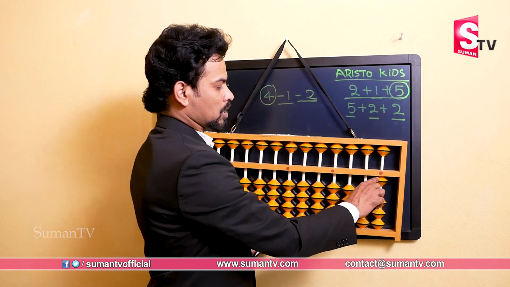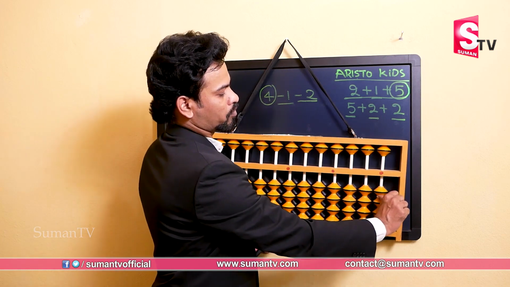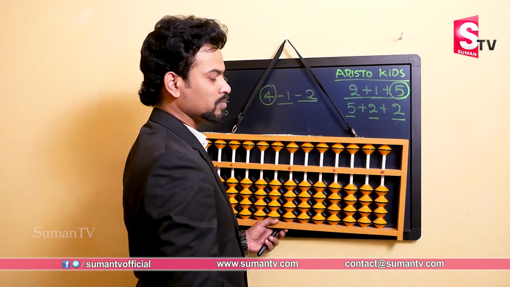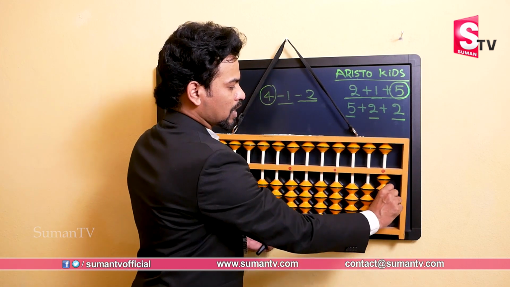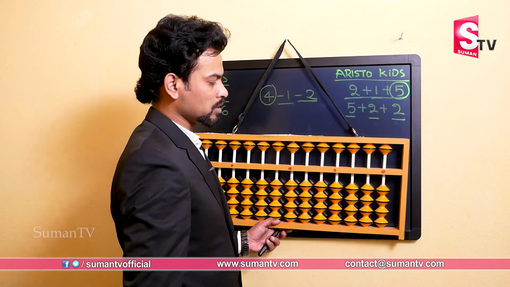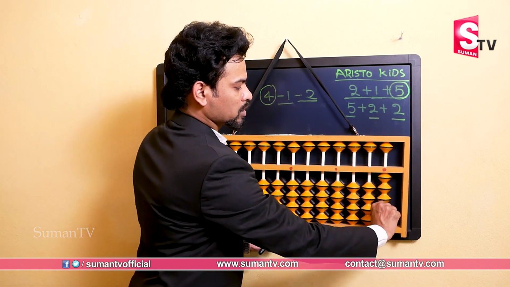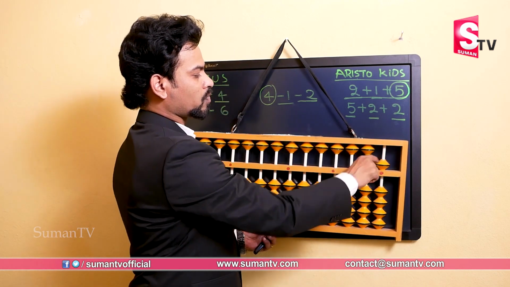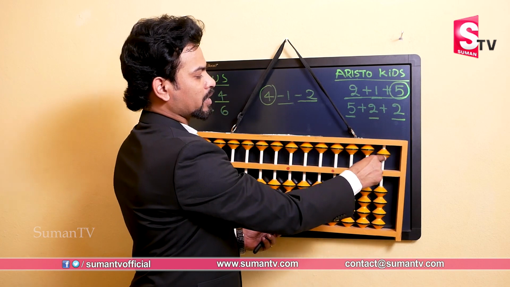So this is subtraction. If we are doing like this, this is plus 1. If we are doing like this, this is minus 1. If we are doing like this, this is plus 2. If we are doing like this, this is minus 2. This is plus 4. This is minus 4. This is plus 5. This is minus 5.